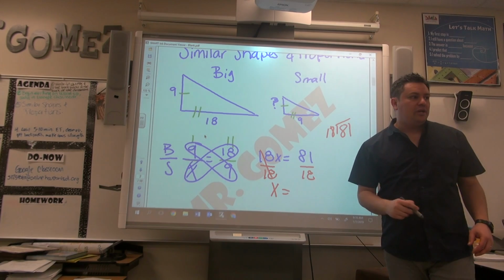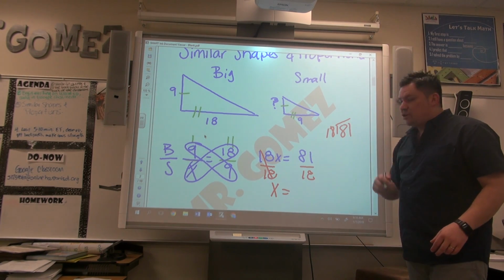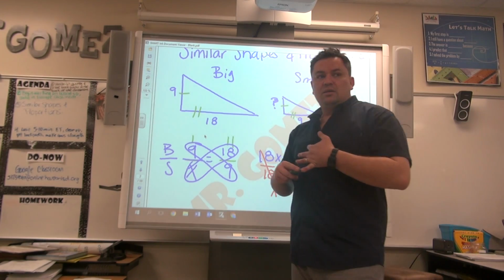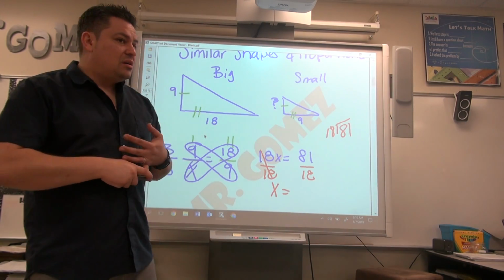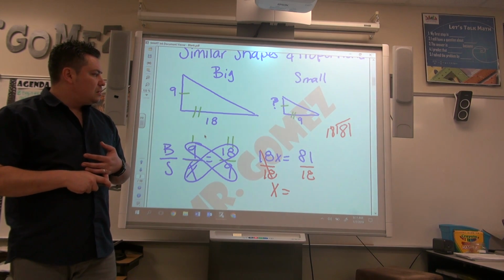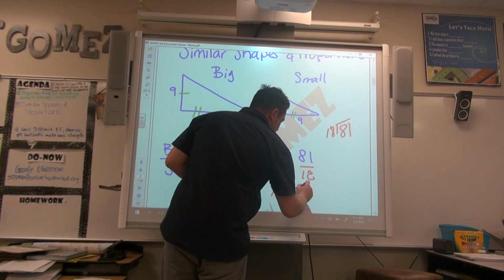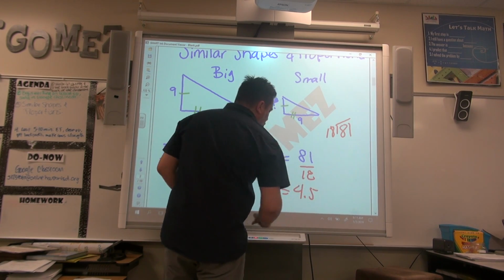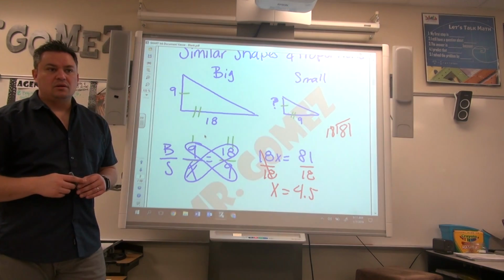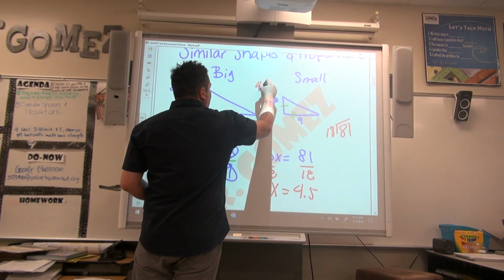Anybody have that answer already? How many times does 18 go into 81? Huh? How many times does 18 go into 81? My calculation says 4.5. So my missing side right here is gonna be 4.5.